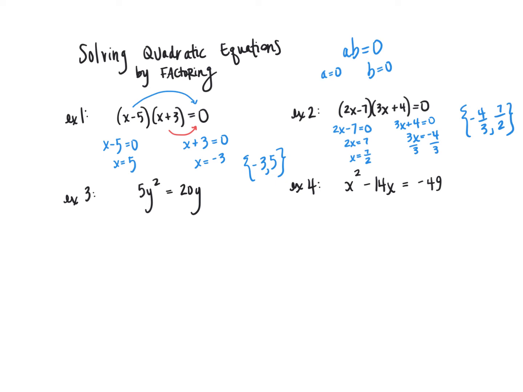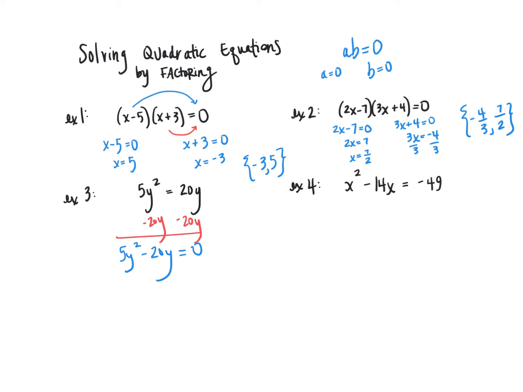Notice in example 3 and 4, I do not have one side equal to 0. So that's always your first step. So I'm going to subtract this 20y. I like to keep my quadratic positive, but it doesn't mean you have to. So we've got 5y squared minus 20y equals 0.